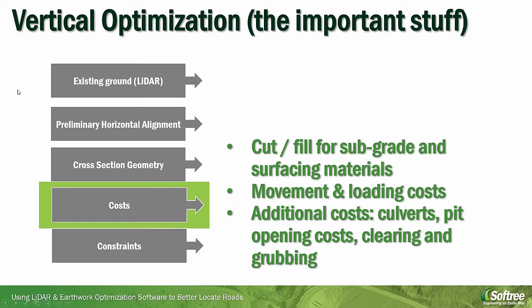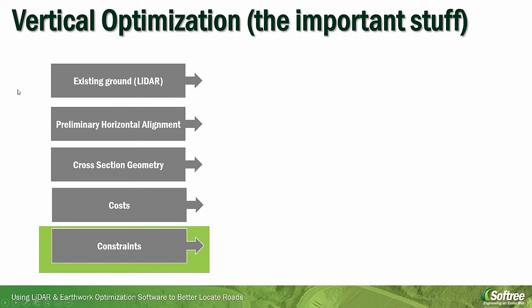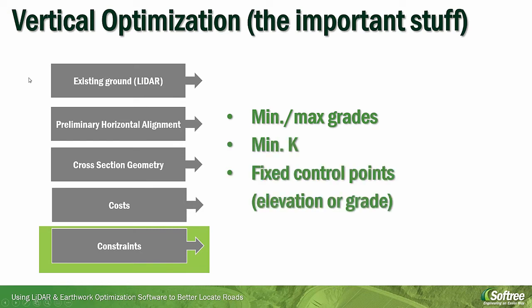The next thing you do to set this up is to look at the constraints. You have to have some minimum and maximum grades, obviously. You have a minimum K value that you want, as basically your design speed. And then you may have some other constraints in the way of control points, points where you want the alignment to be. Maybe you need to clear something.